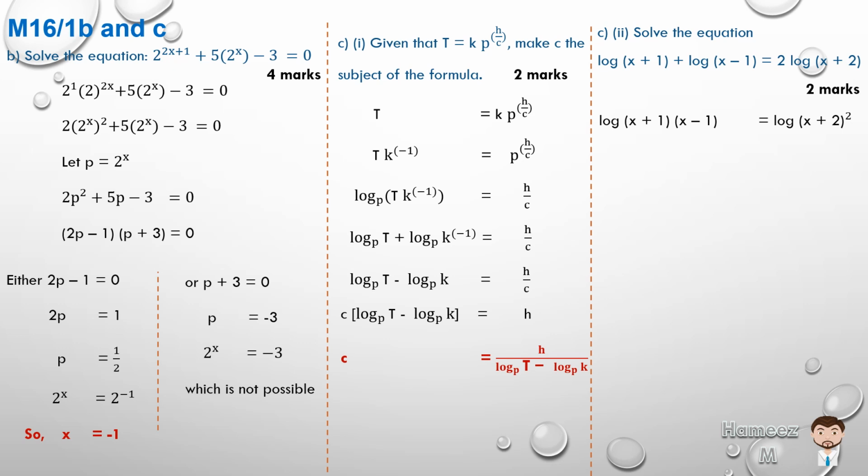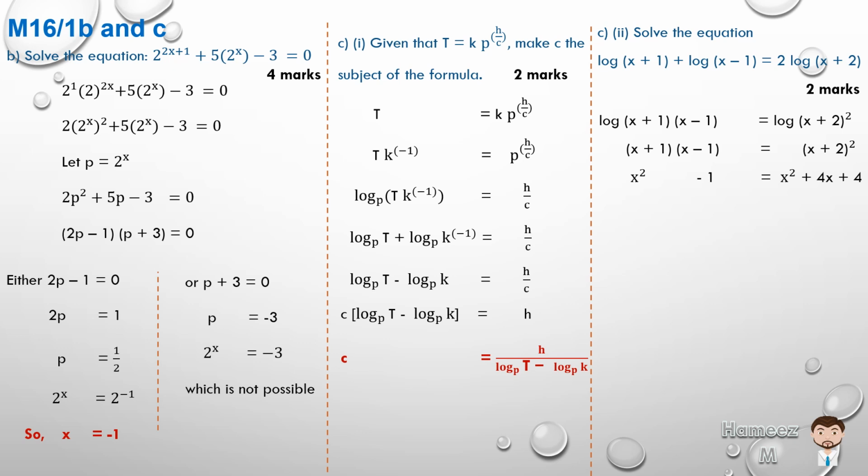And since both sides are logs, we can remove the logs. So that will mean (x plus 1) times (x minus 1) is equal to (x plus 2) all squared. And we can expand the brackets and simplify to solve for x. So (x plus 1) times (x minus 1) is x squared minus 1.